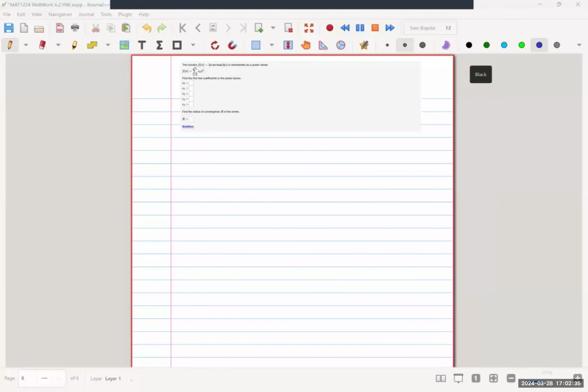Come back to the last question of WeBWork 6.2. It wants us to do the same thing. We have this function represented as a power series. We want the first few coefficients and then find the radius of convergence R. We'll go about it the same way.